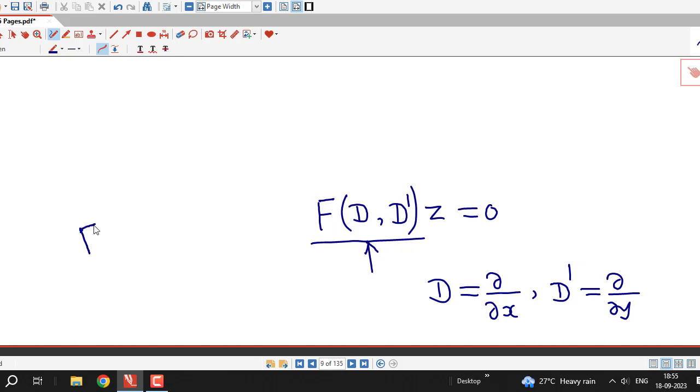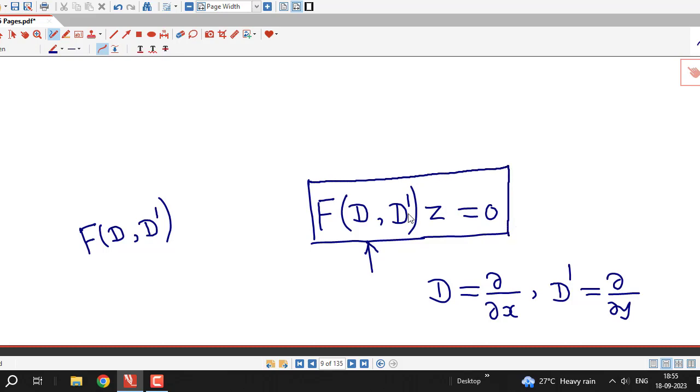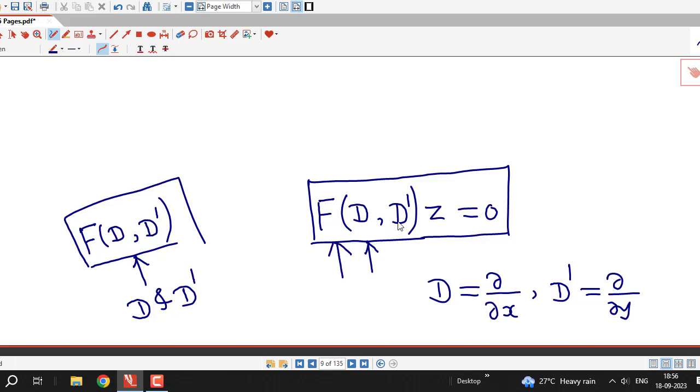And we have also discussed that this capital F can be a homogeneous function of D and D', or it can be a non-homogeneous function in D and D'. Now first we are going to discuss the methods for solving this homogeneous linear partial differential equation with constant coefficients, in which this capital F is a homogeneous function of D and D'.